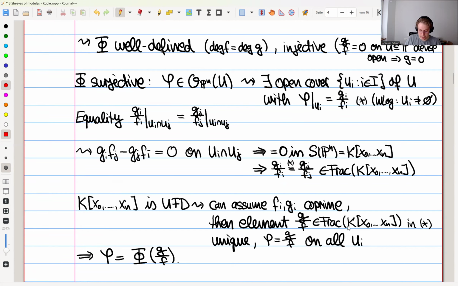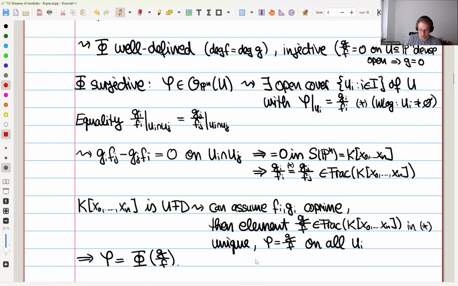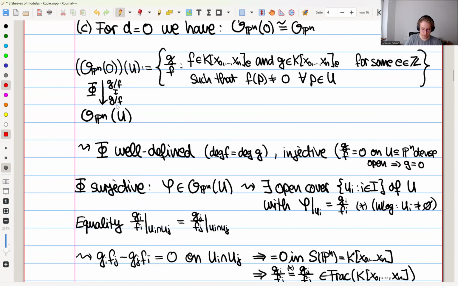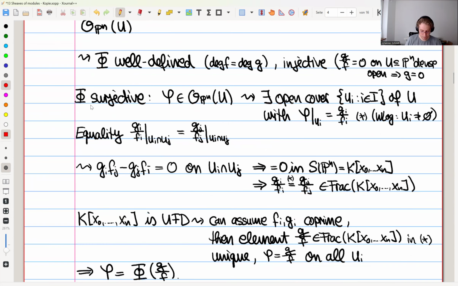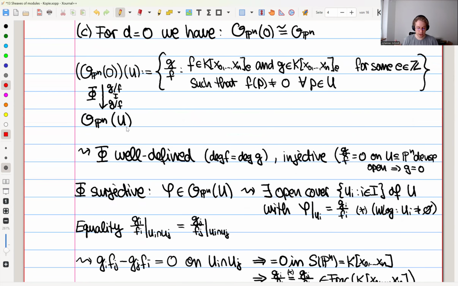And then once they are co-prime, this element of the fraction field, which is the same element everywhere, is actually unique. So you can choose all of them to be the same. And then phi is actually given by this unique fraction on all of Ui, and then also on the entire U, which they cover. And so we found our element in the sections here, which maps to the given small phi that we wanted. So actually, this proof shows that on any open subset of projective space, a regular function always has a global representative as such a quotient.